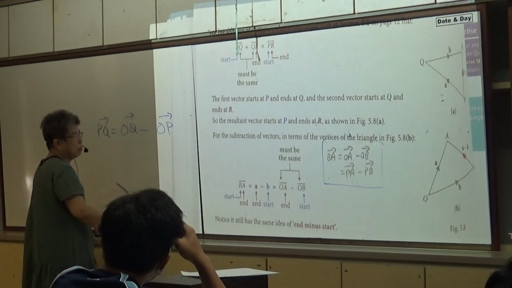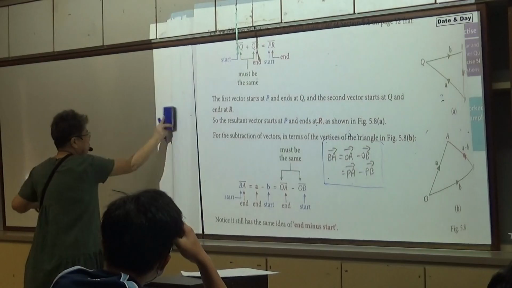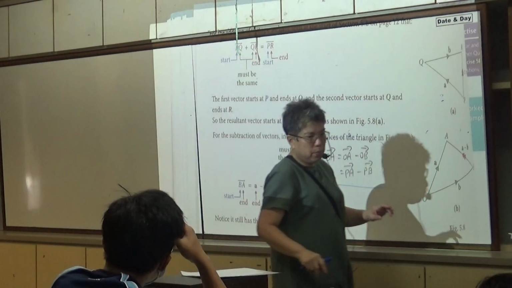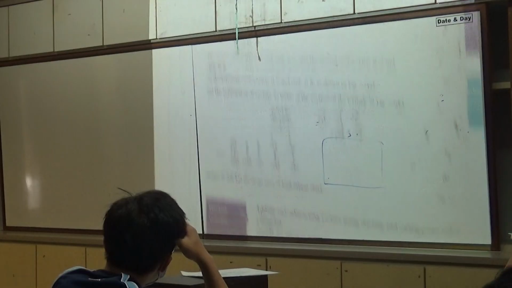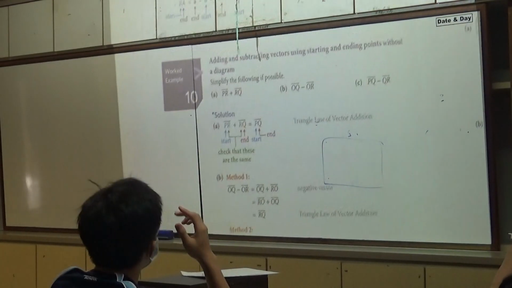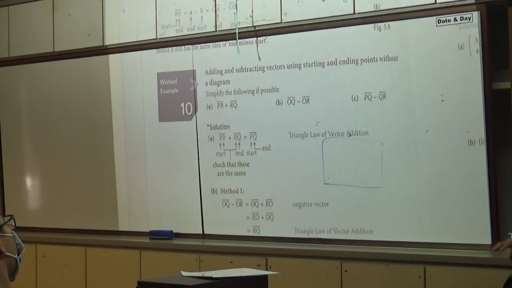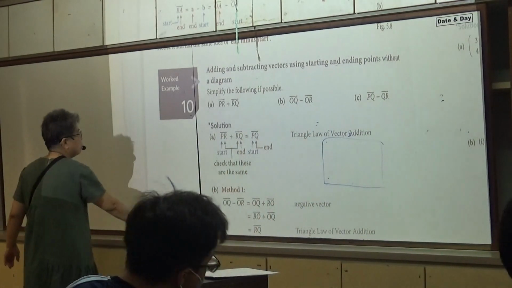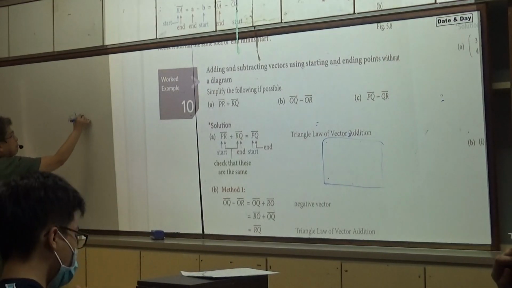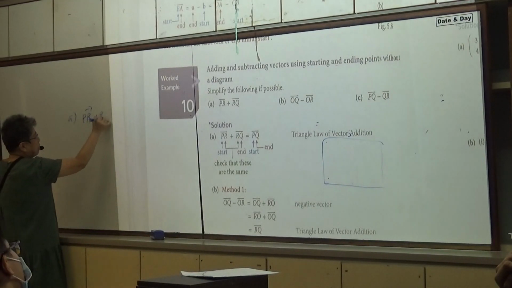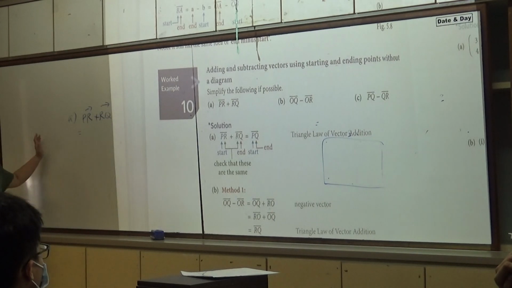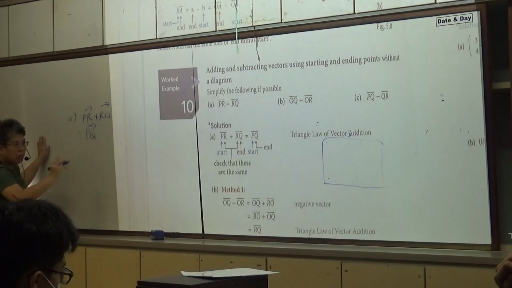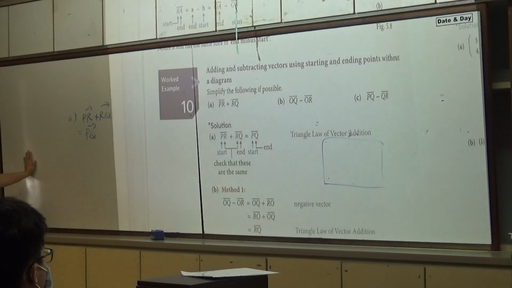Okay, so this one is the important one. Then following which we will go on to the next example. Example 10. Can all of you look at this example? But actually, no need diagram one. We just see here already, okay? I'm going to teach you how to do it. Part A, PR plus RQ. No need to even talk about it. What's the answer? PQ. Everybody can see it's PQ?